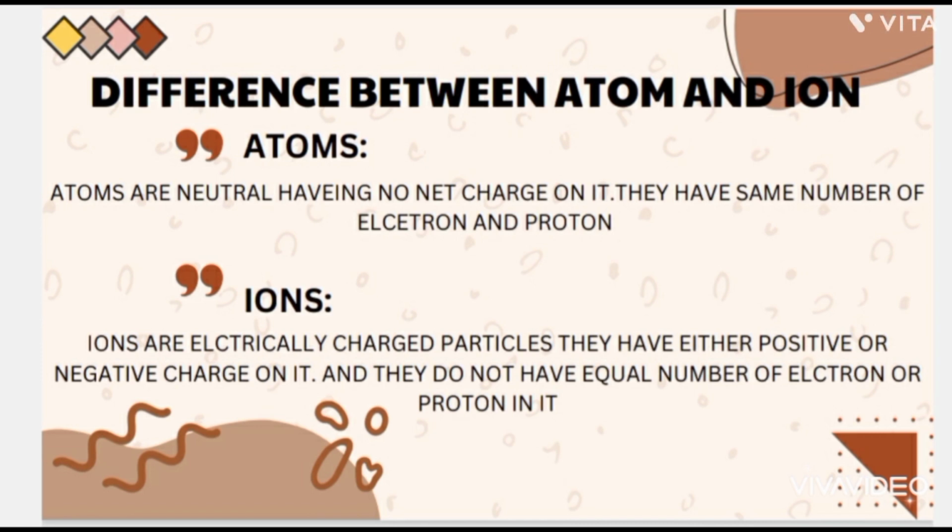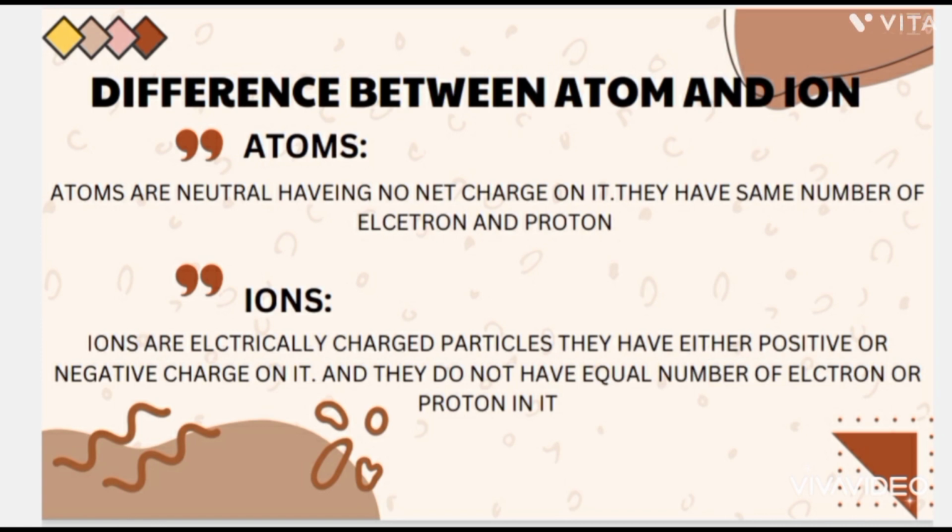Atom is basically a neutral particle having no net charge on it, while there is an equal number of protons and electrons in an atom. But ions, on the other hand, are charged particles having either positive or negative charge on them. Ion can never be a neutral particle.